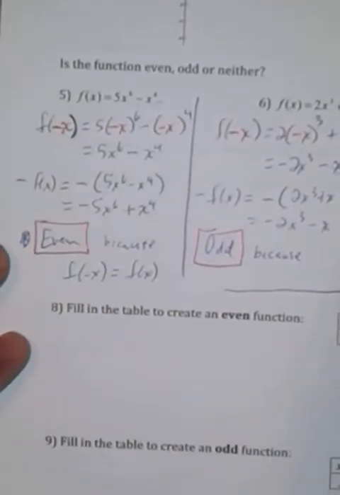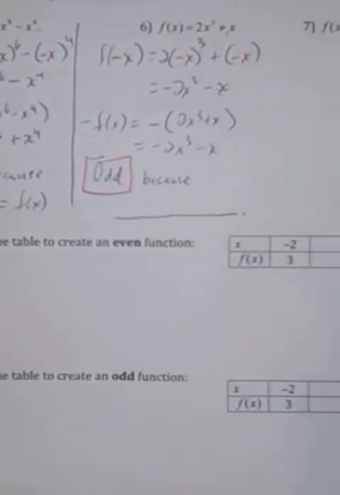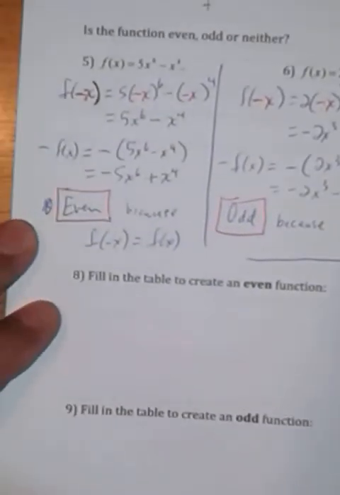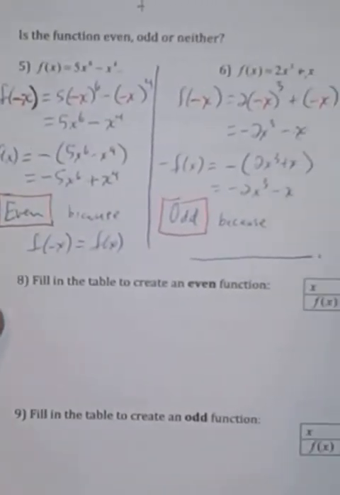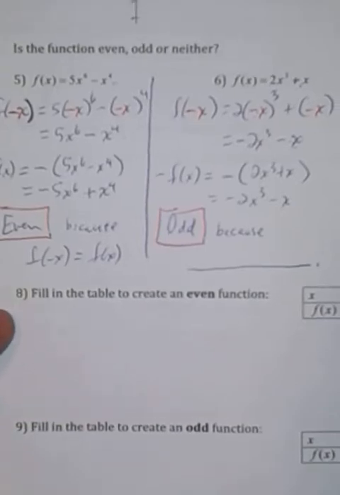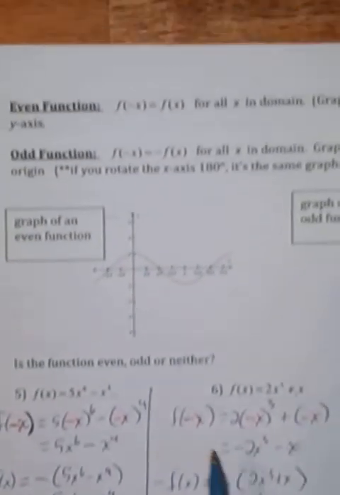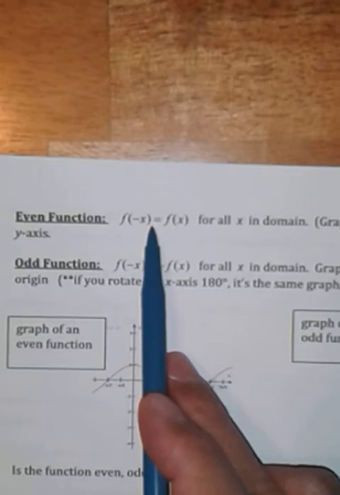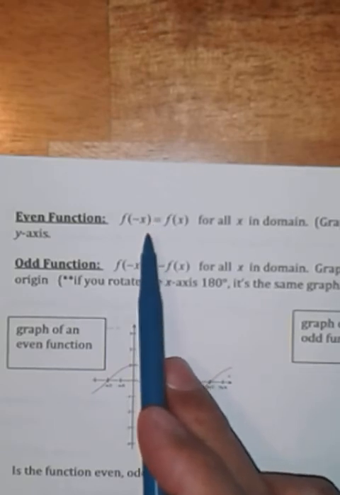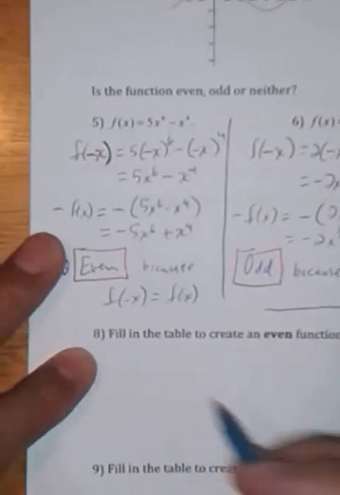All right, let's try number 8. Notice number 8 is a little bit different. It's a table. But they ask us the same question. Fill in the table to create an even function. I mean, it's the same problem, right? We need to know what even means. What does even mean? It means that, right? So the first thing I'm going to do is I'm going to write that. f of negative x has to equal f of x.